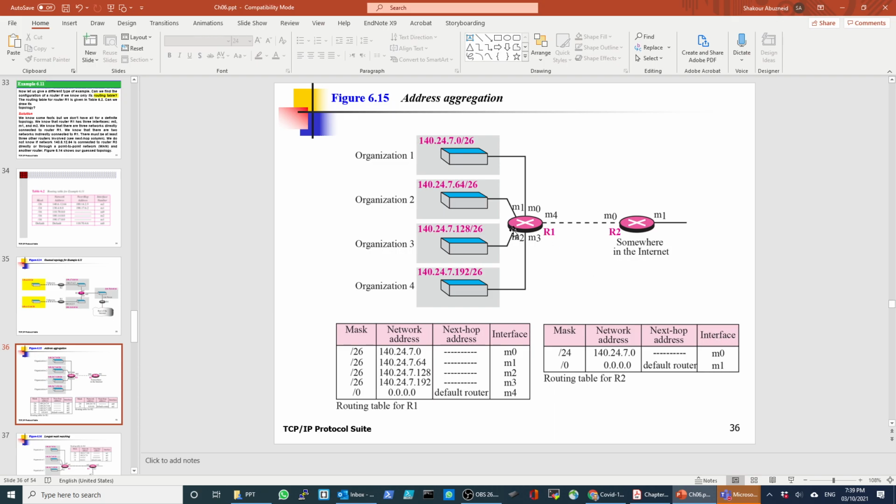Through M0 to router 1. Otherwise, default gateway. Now in here, I did not do address aggregation because I need to know specifically where to go. Is it going to organization 1 or 2 or 3 or 4? All right, so again, what is address aggregation? Instead of having all of these networks in this table, we aggregated them. We made them one network.